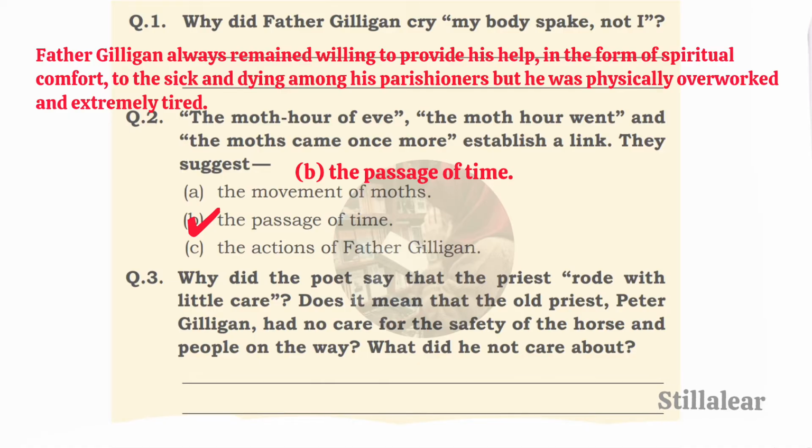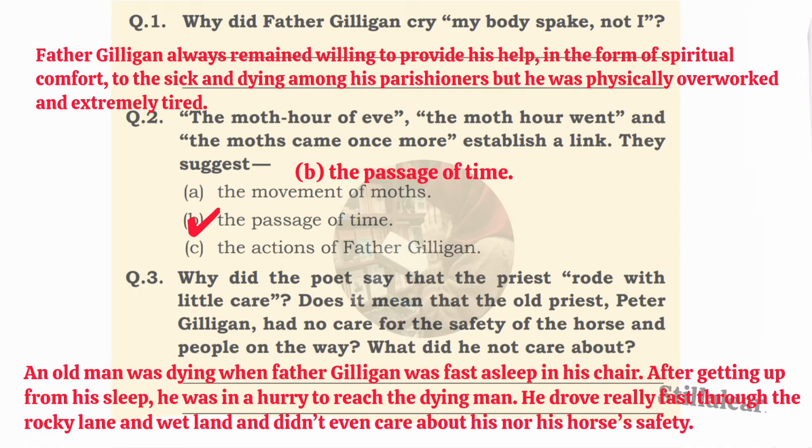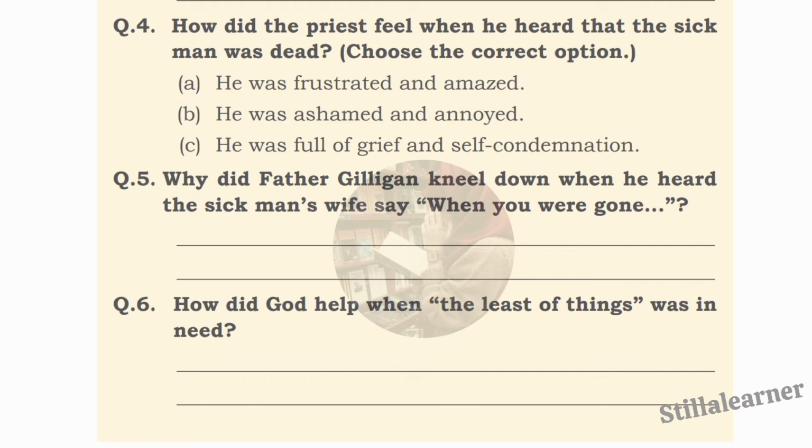Let's see the third question, which is, why does the poet say that the priest rode with little care? Does it mean that the old priest Peter Gilligan had no care for the safety of the horse and people on the way? Why did he not care? Answer: an old man was dying when Father Gilligan was fast asleep in his chair. After getting up from his sleep, he was in a hurry to reach the dying man. He drove really fast through the rocky lane and wet lane and didn't even care about his nor his horse's safety.